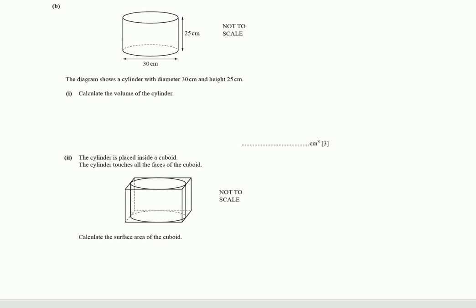Okay, the final question on the problem-solving worksheet. The diagram shows a cylinder with a diameter of 30 and a height of 25, and I want the volume of the cylinder. So first things first, we have to know the volume of a cylinder formula, which is volume equals pi r squared h.